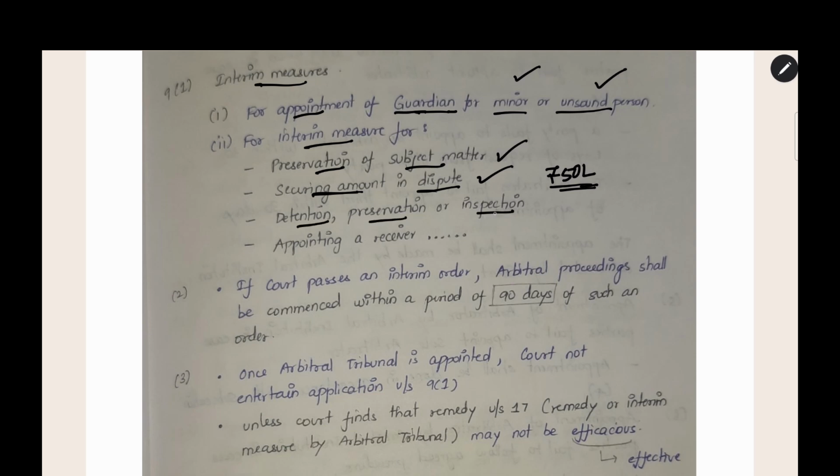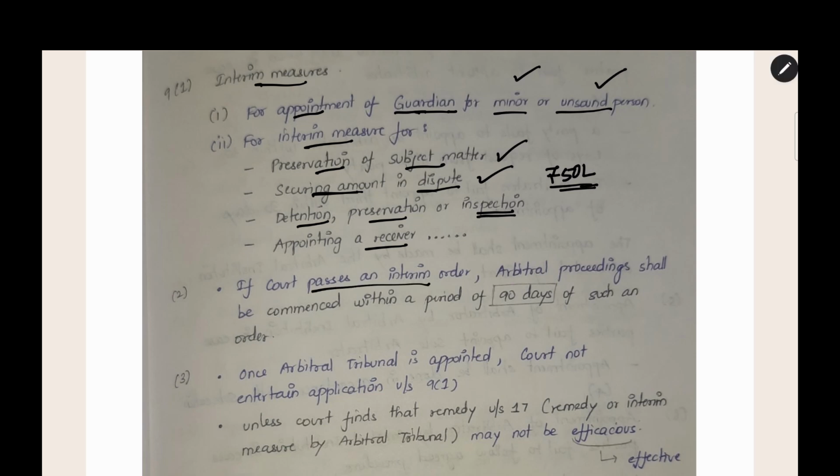Detention, preservation or inspection of documents. For example, if there are documents related to arbitration and any party may damage or destroy them, you can have an order from the court for inspection and preservation of the documents. Appointing a receiver is also an order which can be received from court by using section 9.